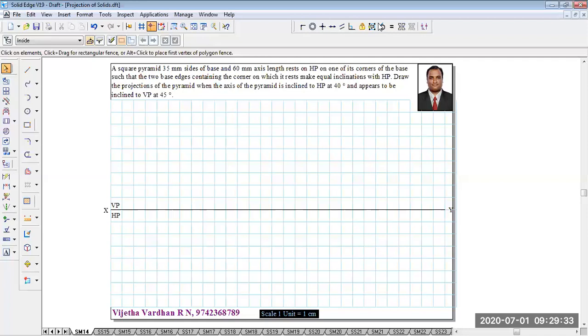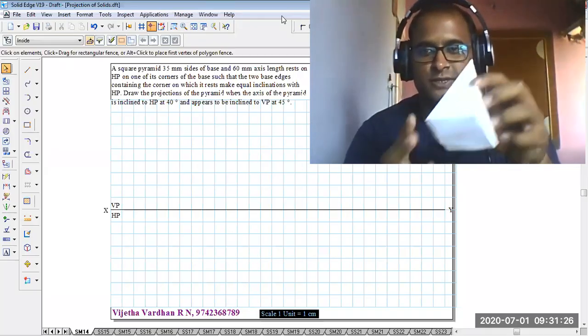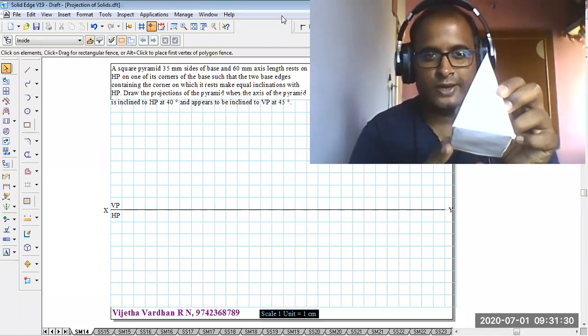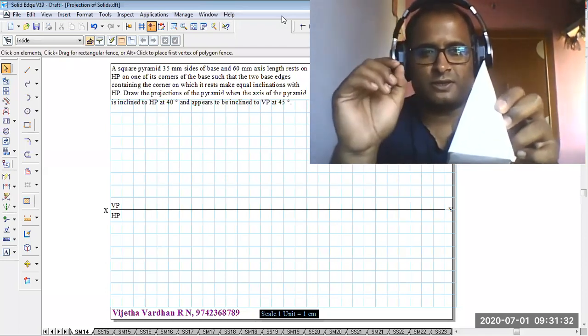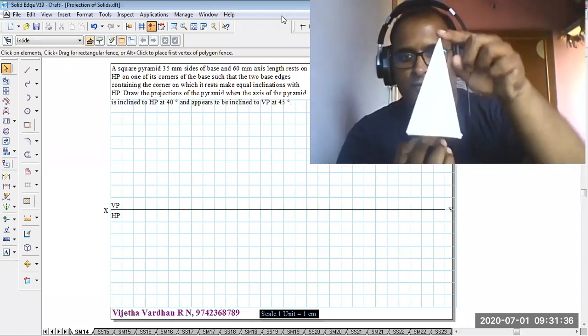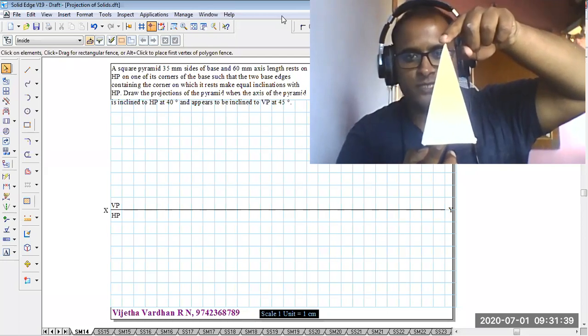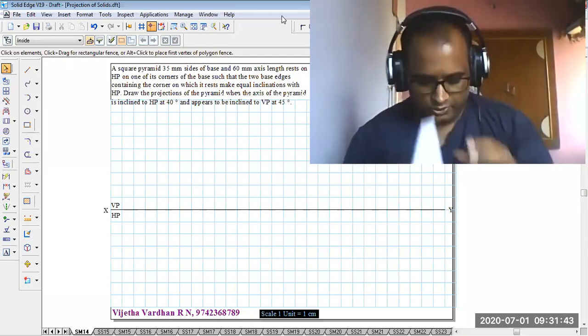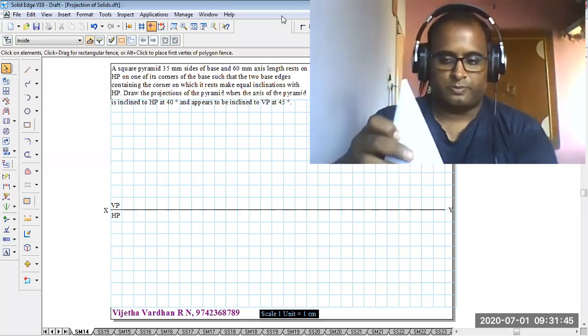And also, let me show you how exactly the problem is going to look like in the real conditions. Yes, guys, now you can see this is the square pyramid. Since the base shape is square, it is called a square pyramid. Now in the question, it is clearly mentioned the side is 35 millimeter and the axis height from the base to the apex is 60 millimeter, resting on one of its base corners. Okay. Now let me show you what is the base corner.